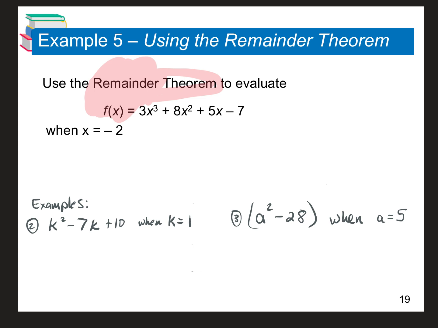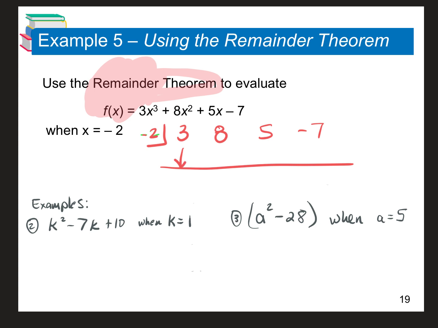So we're going to set up like this. They're saying to take -2, right? We're going to put -2 in our little box to synthetically divide. And we're dividing it into 3x cubed plus 8x squared plus 5x minus 7. So coefficients. What's the coefficient of x cubed? 3. Coefficient of x squared. Coefficient of x. Perfect. And then the constant.